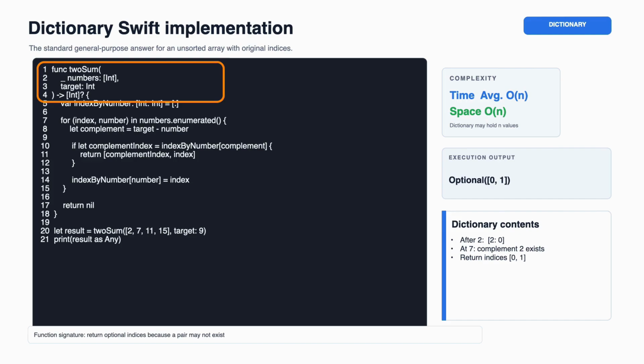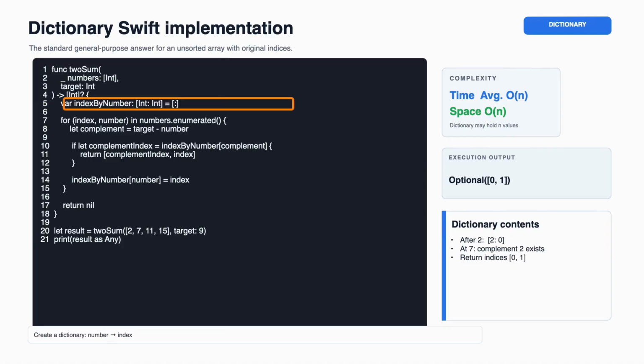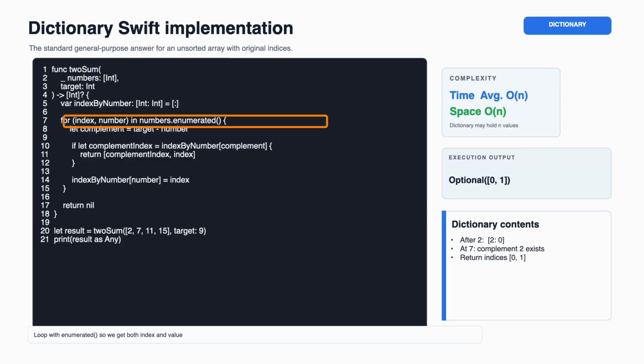Now, let us look at the Swift implementation. Our function receives an integer array and a target value. It returns an optional array of integers because it is possible that no valid pair exists. Next, we create a dictionary. The dictionary key represents a number from the input array and its value represents that number's original index. Then we traverse the array using enumerated. This gives us both the current number and its index.